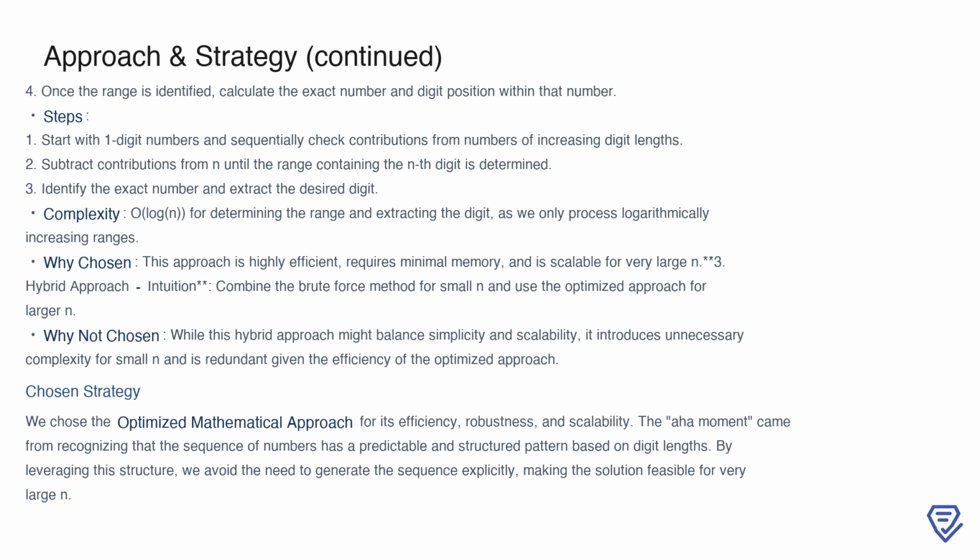From there, we calculate the specific number in that range by dividing n by the digit length and locate the exact digit within that number. This method is highly efficient, with a time complexity of O(log n), because the number of groups is logarithmic with respect to n. This efficiency, combined with minimal memory usage, makes the optimized approach scalable to very large inputs.